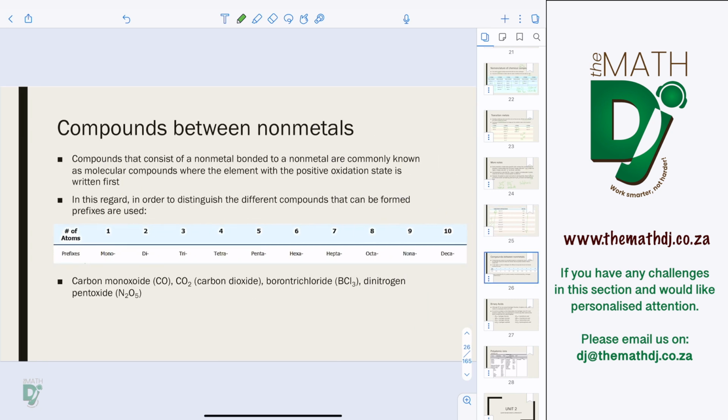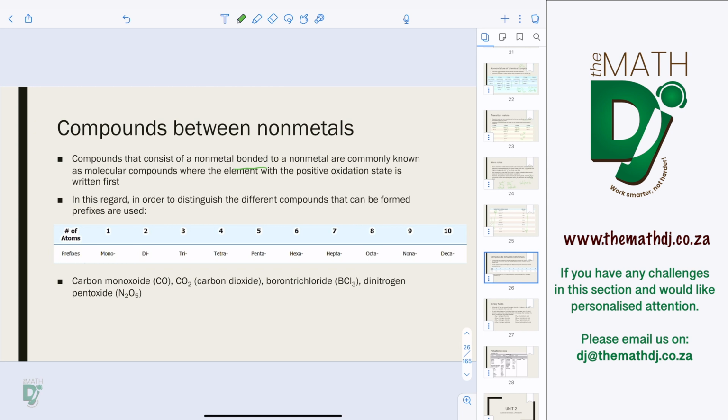Okay, let's move on. Compounds between non-metals. Compounds that consist of a non-metal bonded to a non-metal are commonly known as molecular compounds. The element with the positive oxidation state is written first. In order to distinguish the different compounds that can be formed, prefixes are used. For example, there's mono, di, tri, tetra. So these are mono 1, di 2, tri 3, tetra, penta, hexa, hepta, octa, nona, deca.